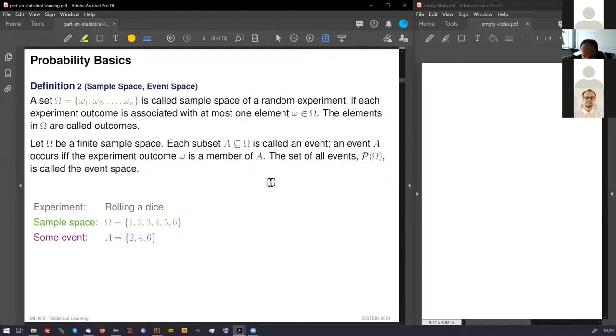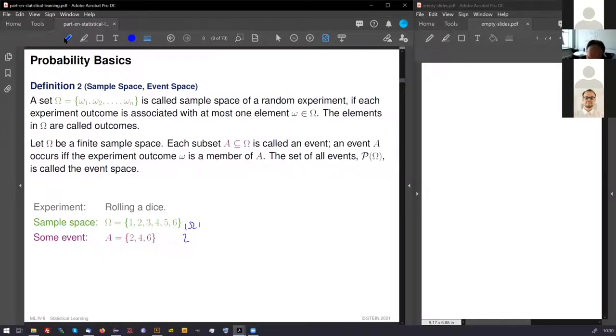As an example, if you're rolling a dice, the sample space is comprised of all numbers that we can observe. And some event is some subset of this. The power set of omega has that many, that means an exponential number of events in the size of the sample space. The event A is 2, 4, and 6; this event occurs if one of its numbers is observed.